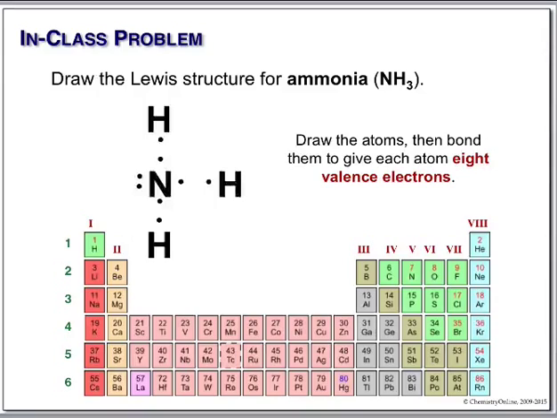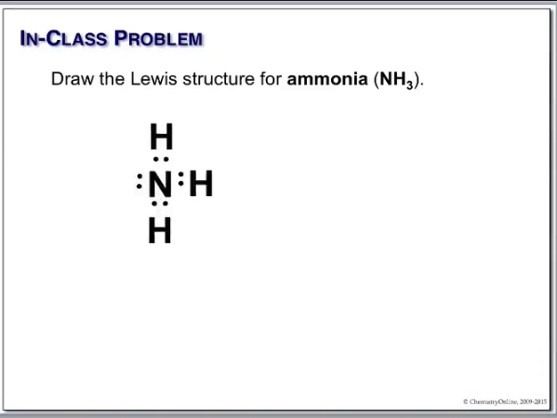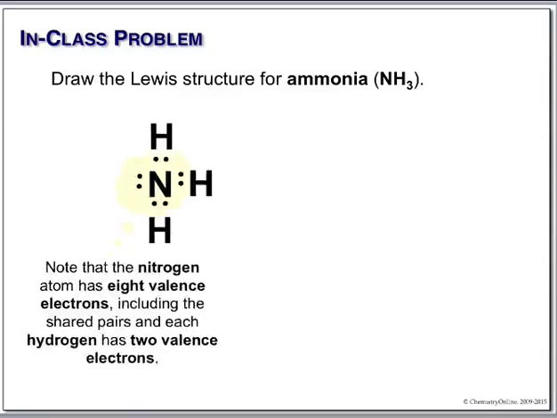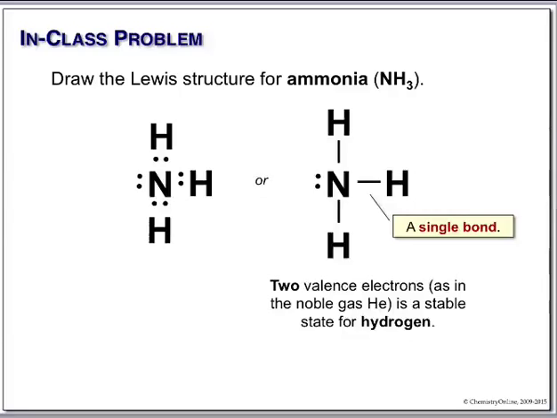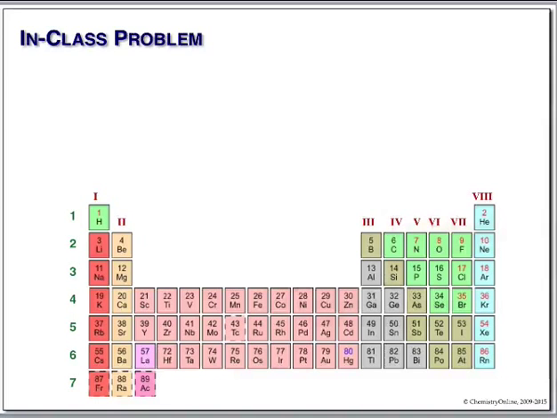So nitrogen is here in group 5. We have 5 valence electrons. Hydrogen is group 1. We have 1 valence electron. We need 2 electrons in a covalent bond. All we have to do is snuggle these guys up. When we do that, we can put 8 valence electrons around our nitrogen, and of course 2 electrons around each of the hydrogens. If we were to draw this using lines, we would represent it this way. And again, the common nomenclature, this is referred to as a single bond or a single covalent bond. Any questions?